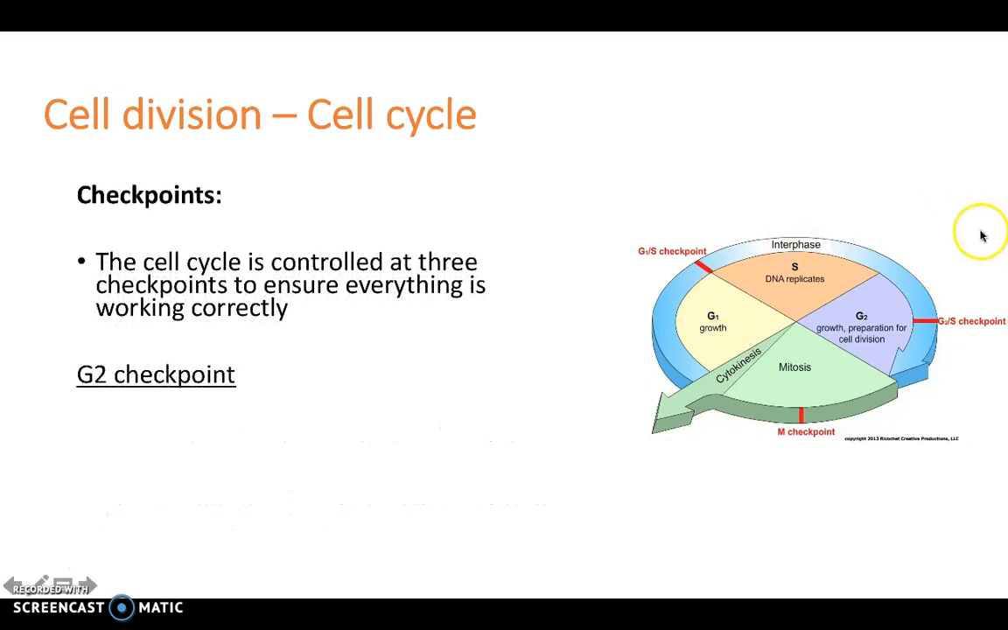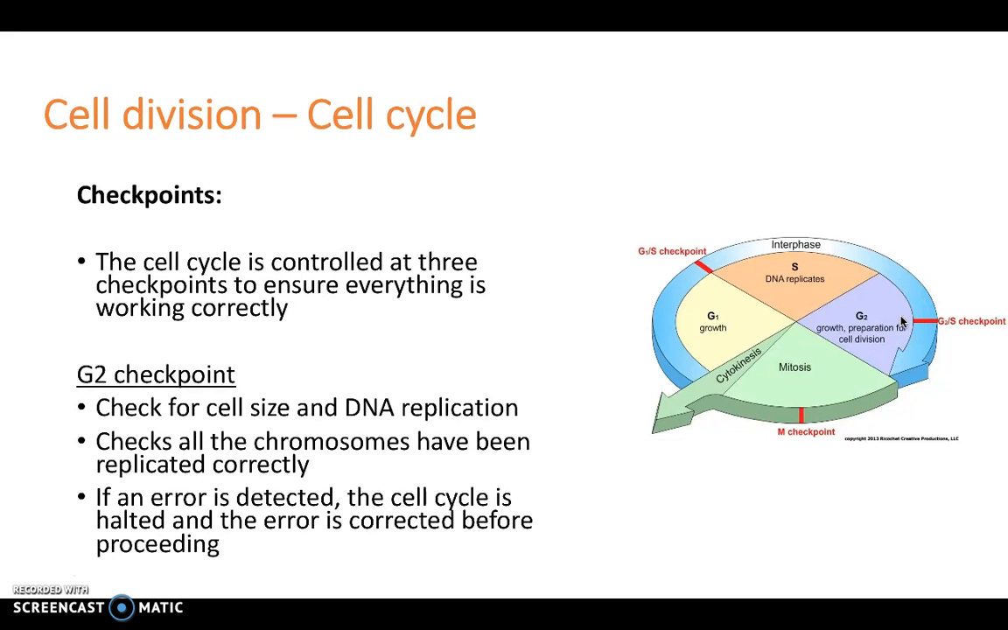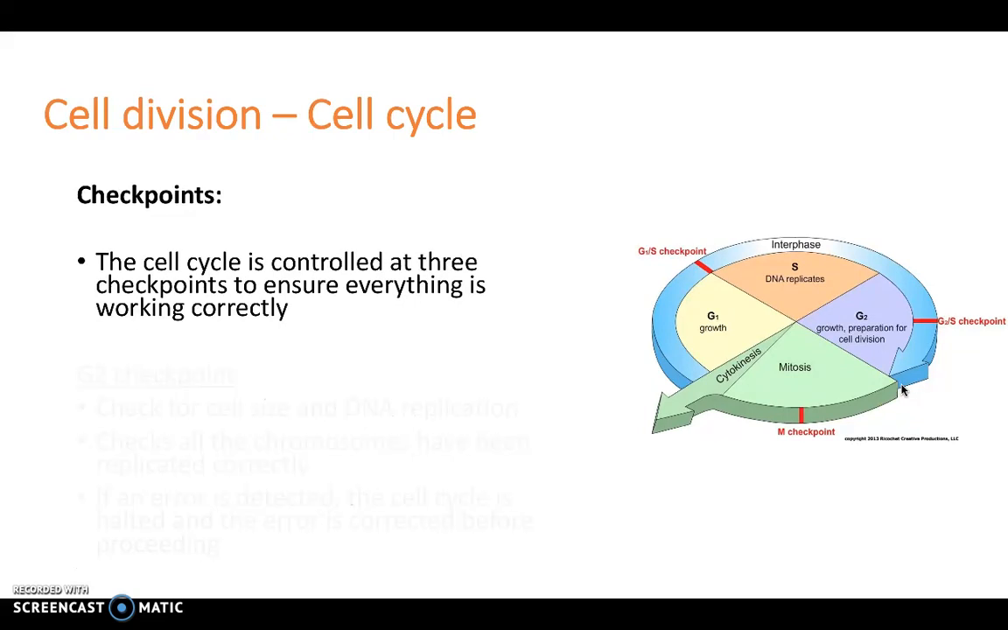The next checkpoint is at G2, and it's actually in the middle of G2, and this checks for cell size and DNA replication, and it checks all the chromosomes have been replicated correctly, which would have occurred in S phase, and if an error is detected here, the cell cycle is halted and the error is corrected before proceeding. And the whole idea of these checkpoints is to prevent mistakes being made, to prevent mutations.